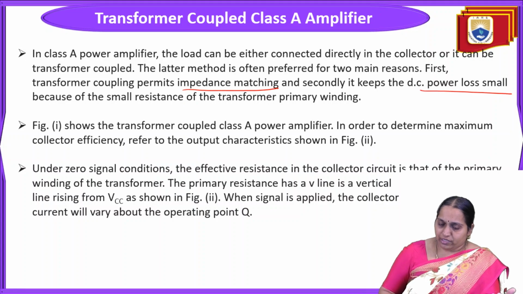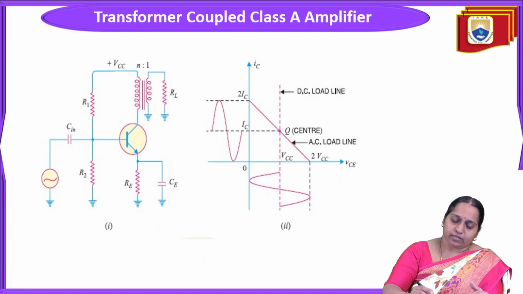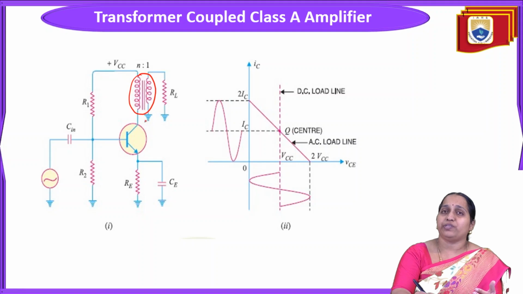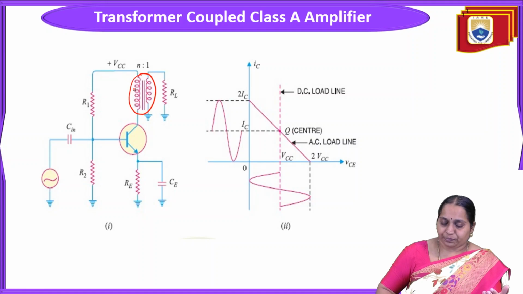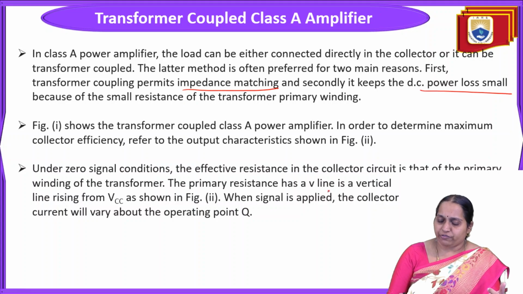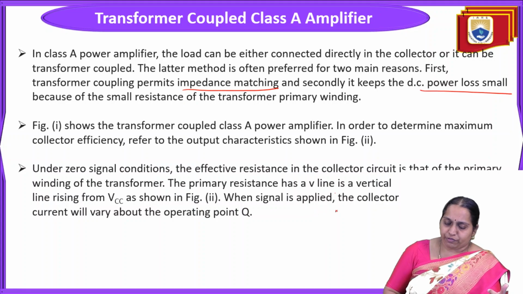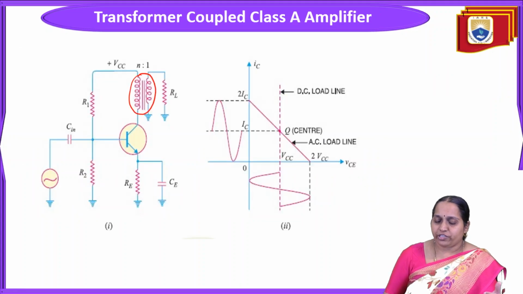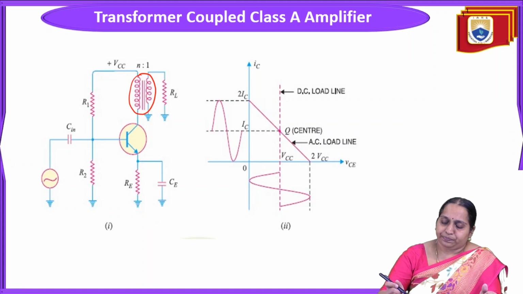If you look at this circuit diagram, here we are using a transformer coupling. There, we just connected RL directly in series with VCC, whereas here we make use of a transformer. Under zero signal conditions, the effective resistance in the collector circuit is that of the primary winding of the transformer. So the primary resistance is a vertical line rising from VCC as shown in the figure. When a signal is applied, the collector current will vary about the operating point Q.